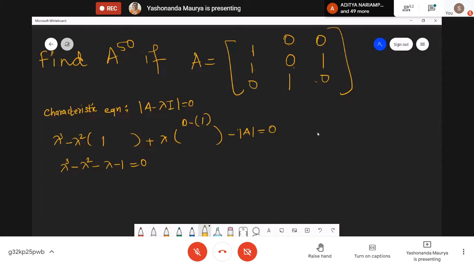What are the roots of this one? Lambda square can be taken outside. This will be minus 1 lambda plus, minus. If I take out this one, lambda square.